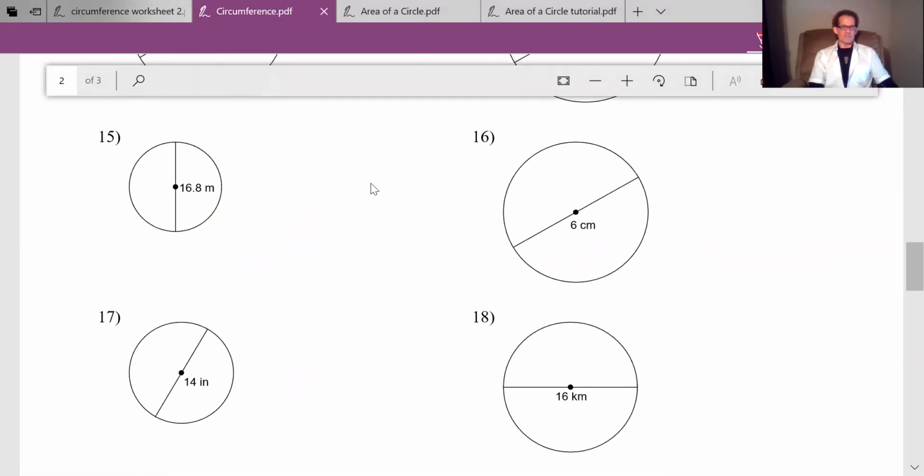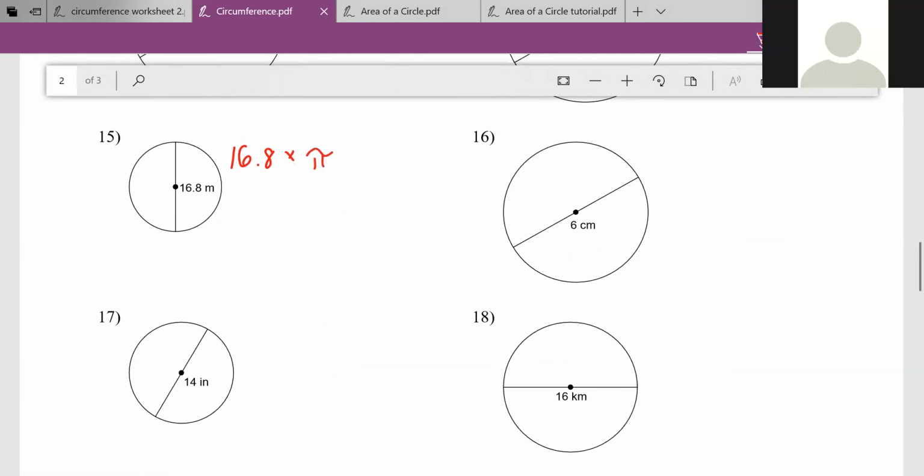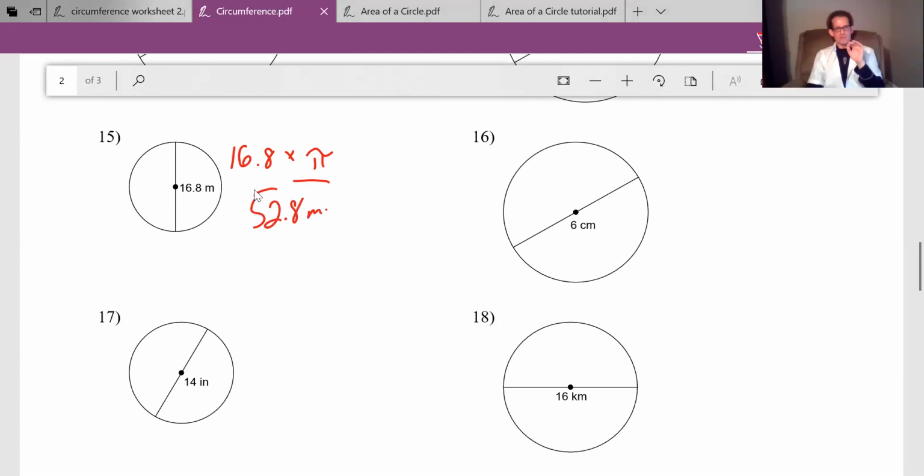25.1. Okay, here we have 16.8. And that's the diameter, that's the whole way across. So I'm just doing 16.8 times pi. 52.75. And remember the rule for rounding, if the digit is five or higher, then the 7 becomes an 8. Everything after it becomes a 0. 52.8 meters.